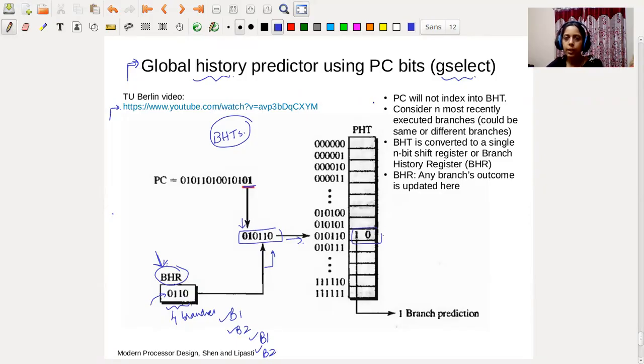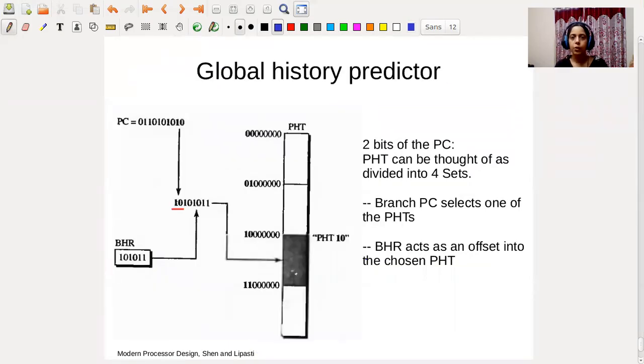So basically what I've written here is PC will not index into the branch history table because it doesn't exist. So we're going to have a single BHR, and we're going to consider the n most recently executed branches. It could be same or different. And any branch's outcome is updated in this BHR. And finally, you take this outcome as the prediction of that branch. So this is another way of viewing it. Some books or some papers may also view it this way.